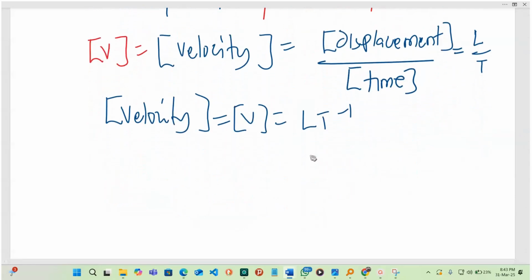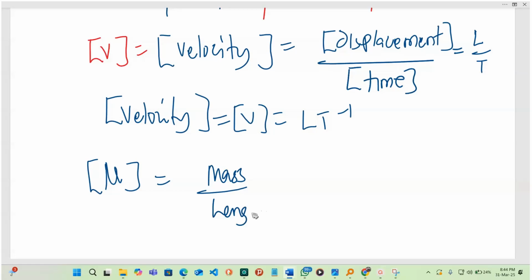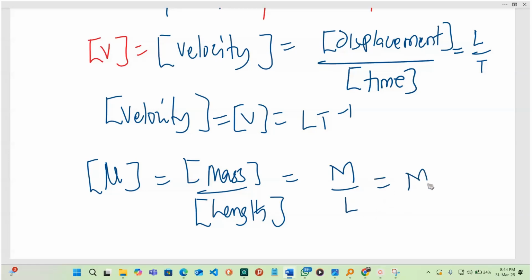We also look at nu. What are the dimensions of nu? We have already been told that nu is equal to mass per unit length. So per unit length means we're talking about mass divided by length. So I will have dimensions of mass over dimensions of length, which will be capital M divided by capital L. And this is going to be M times L to the power negative 1.